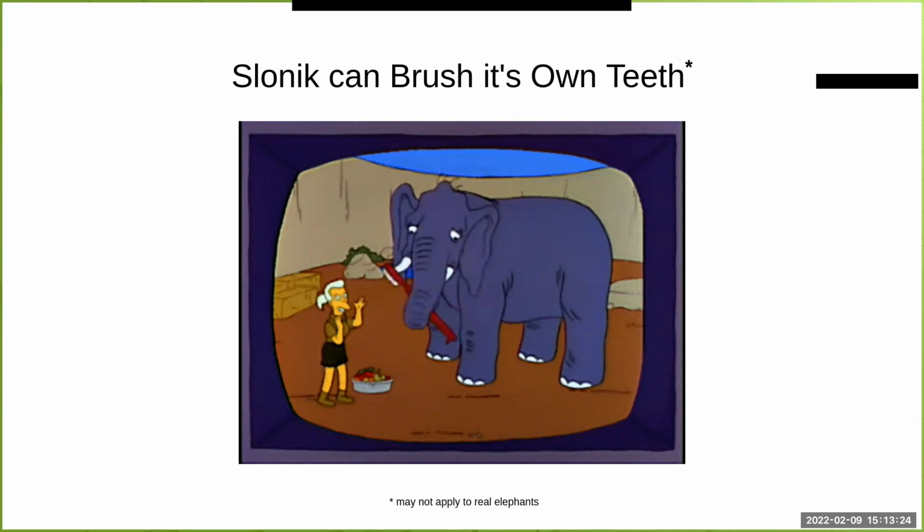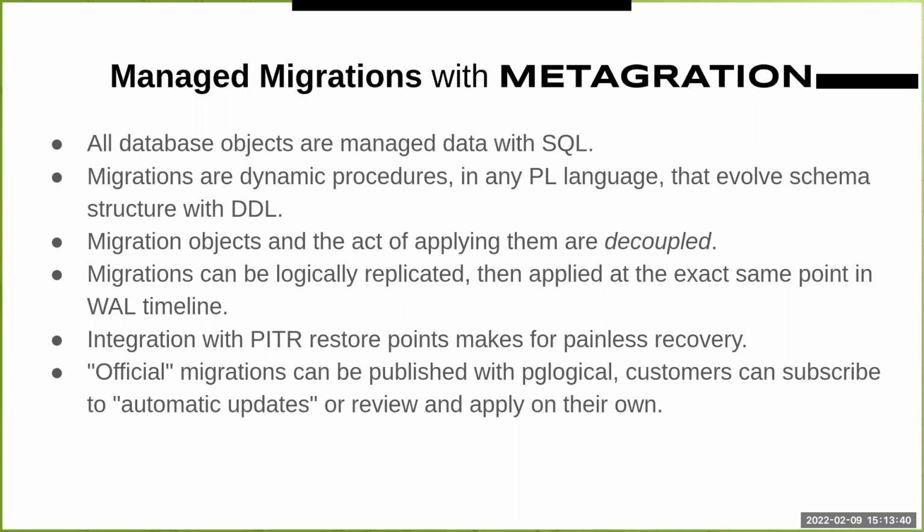And that is that Slonik, the Postgres elephant, can brush its own teeth. Now, this may not apply to real elephants, but the idea here is that the database can maintain itself, can do its own internal structural management of DDL changes. So that gets to manage migrations with Metagration. And the idea is that all database objects are managed data with SQL, including migration objects. These migration objects are dynamic procedures that can be written in any PL language, but PL/pgSQL is the natural one. And those procedures dynamically change the structure of the database with DDL.